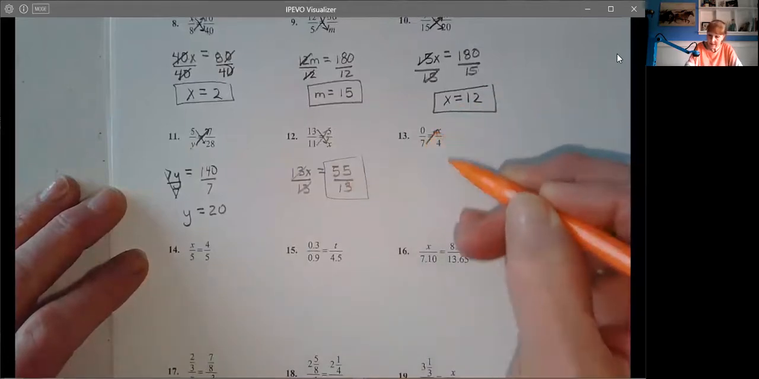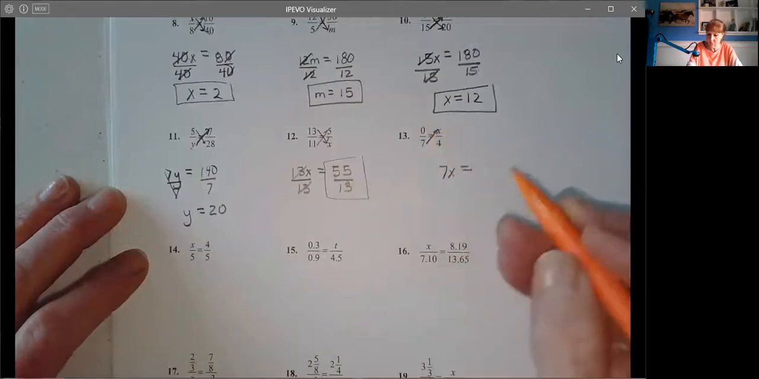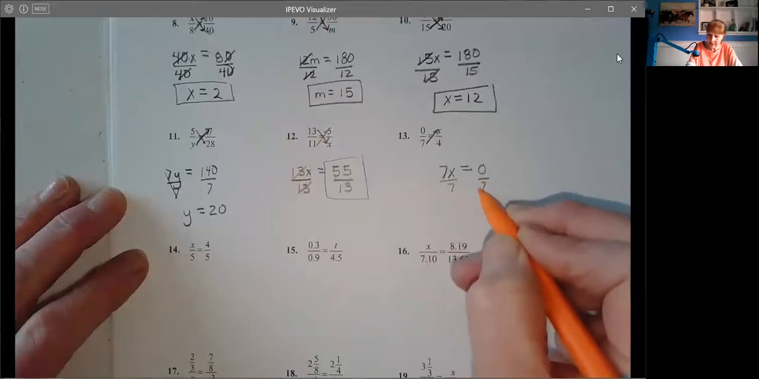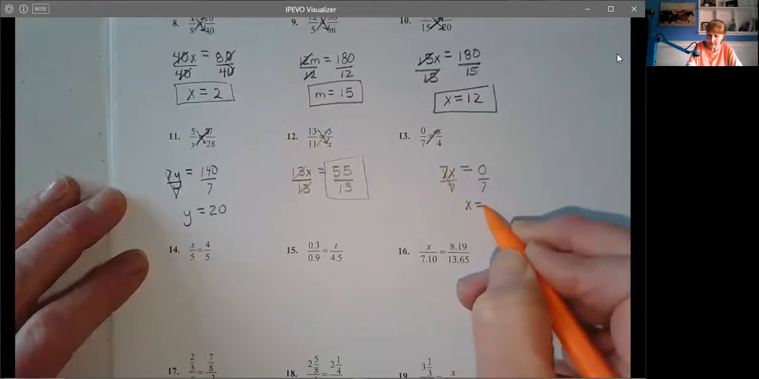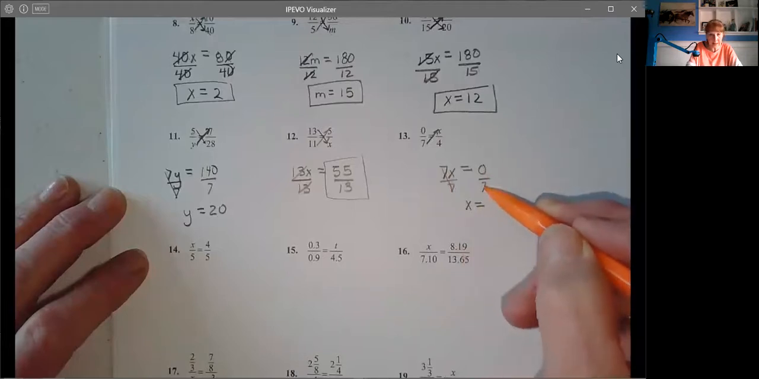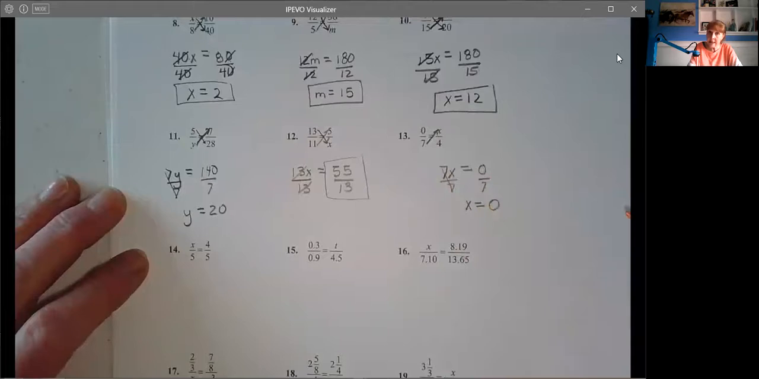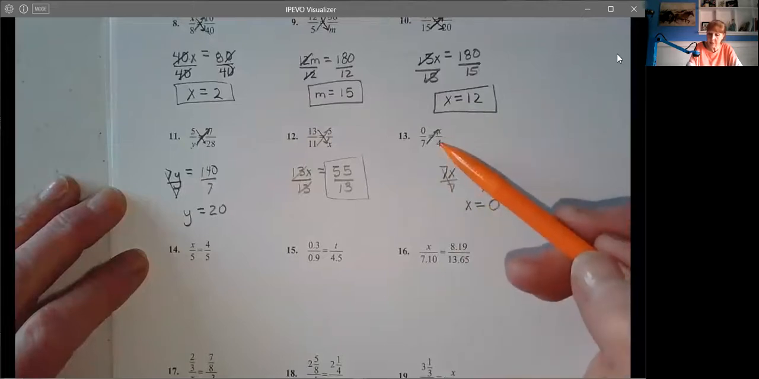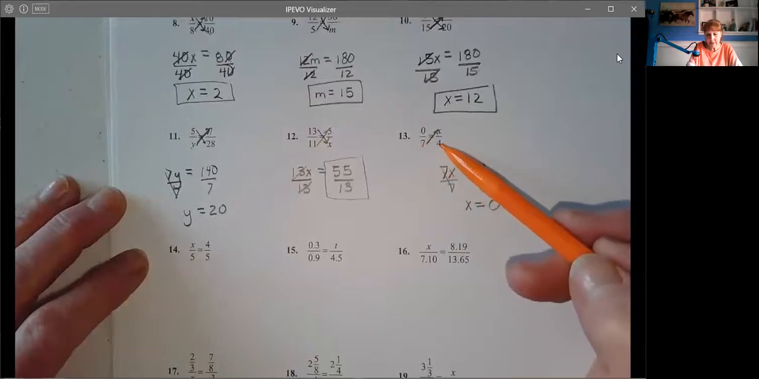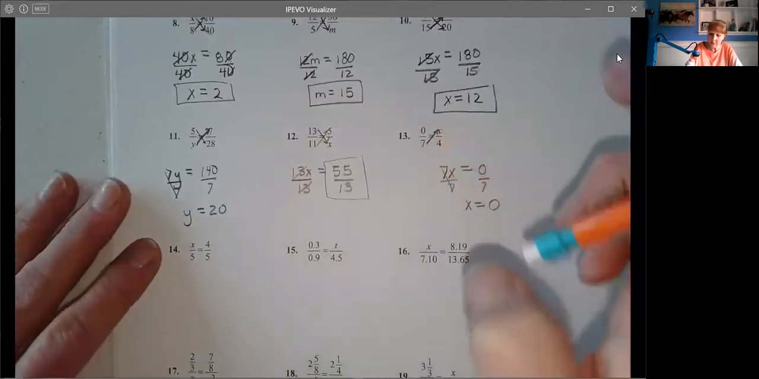7 times x equals 0 times 4. You divide by 7, just in case you didn't know the answer when you first looked at it. 0 over any number is 0. And 0 is an answer as long as the 0 was not in the denominator. If the 0 is in the denominator, there's no solution. It's not a proportion. But you can have a 0 up here.